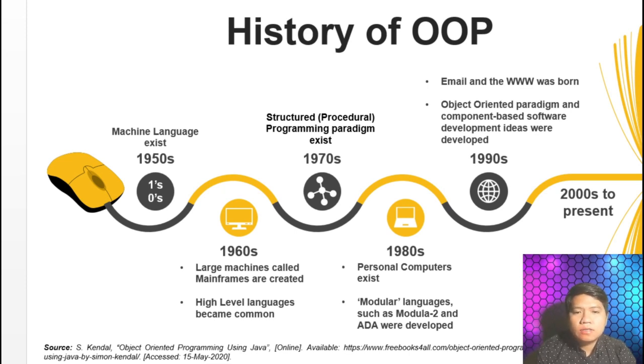In the 1990s, email and the World Wide Web were born. These technologies revolutionized communications, allowing individuals to publish information that could easily be accessed on a global scale. The object-oriented paradigm and component-based software development ideas were also developed during this time. The object-oriented paradigm sees program requirements in the form of components as the building blocks. And from the 2000s up to the present, OOP is still a widely used approach towards programming.